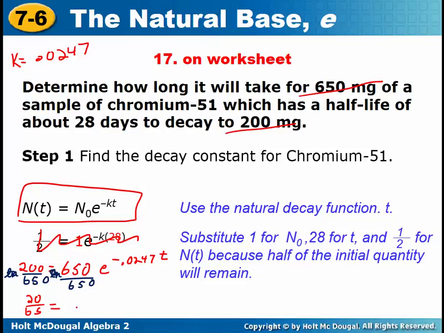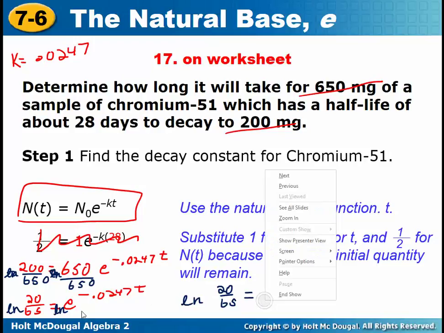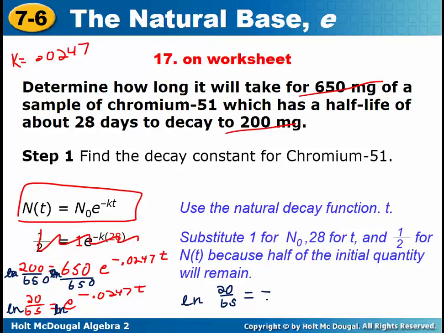So that's equal to e to the negative 0.0247t. Now I would take the natural log of both sides. So I'll have the natural log of 20 over 65 is equal to the natural log of e, which will just give me the negative 0.0247t. And then I need to divide both sides by negative 0.0247, and that will give me t.